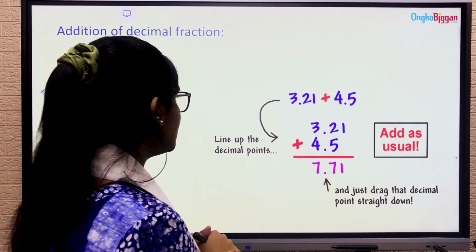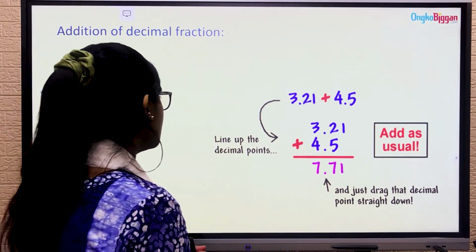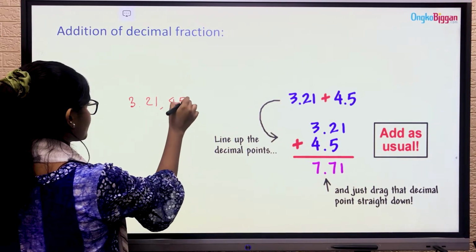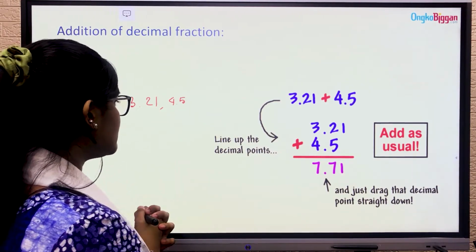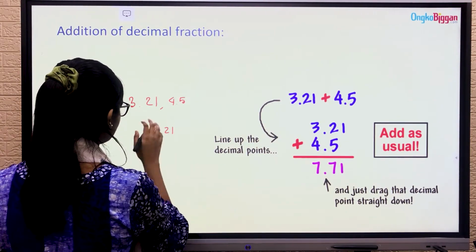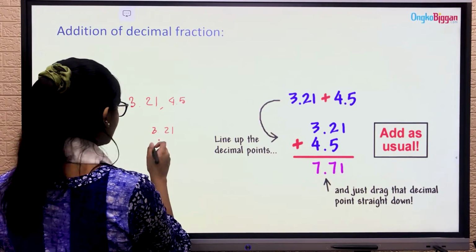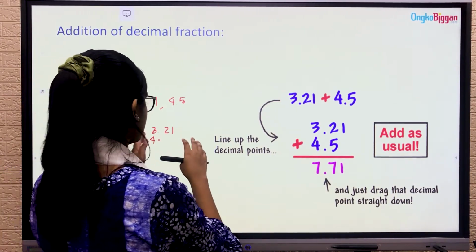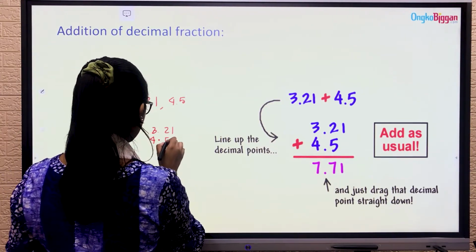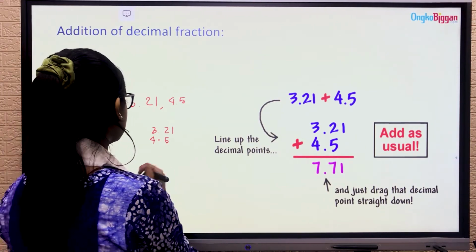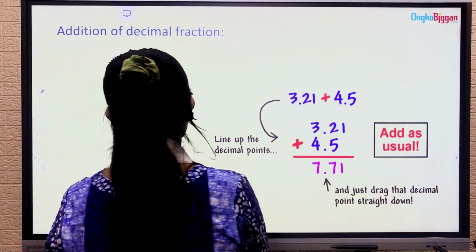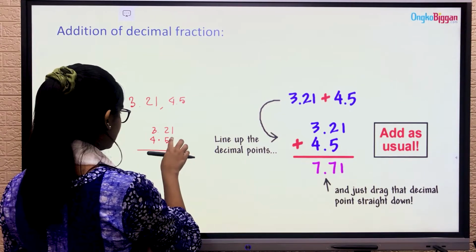Here I have an example like 3.21 plus 4.5. So we are given two decimal numbers, 3.21 and 4.5. The first thing that we need to do is line up the decimal points. That means we keep them below each other, keeping the decimal in a fixed position. The 4 is the whole number, so we line it up with the 3, the decimal point under the decimal point, and then the 5. So we can see that there is no digit in this place.